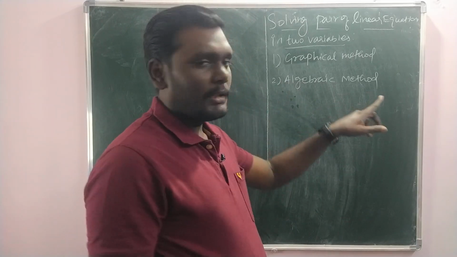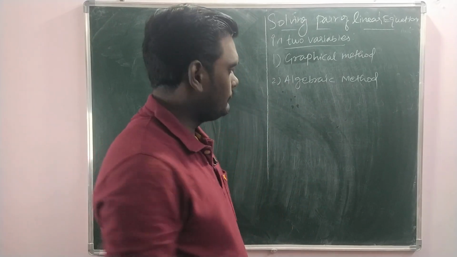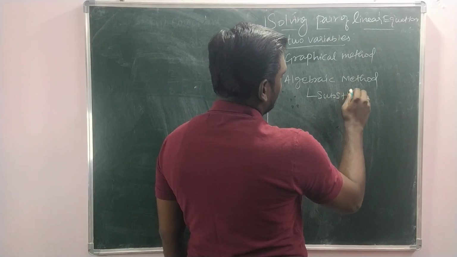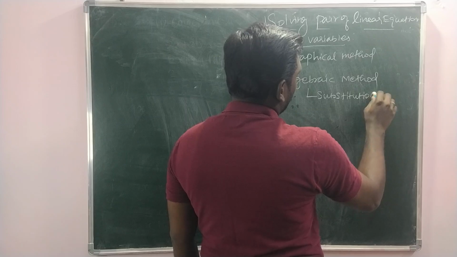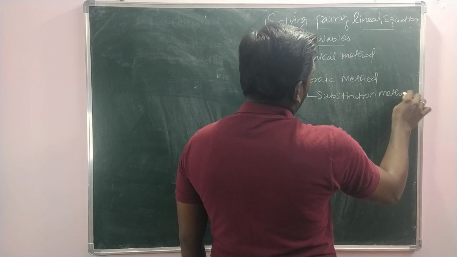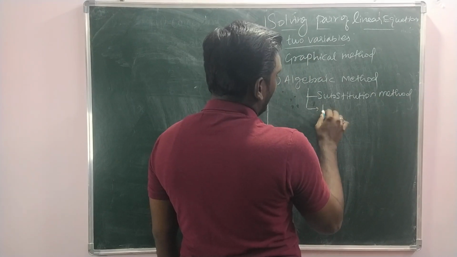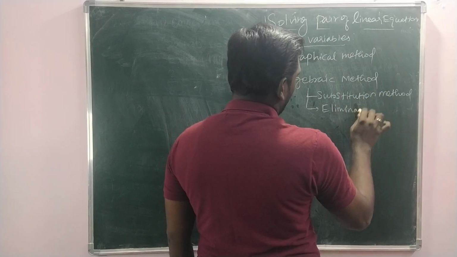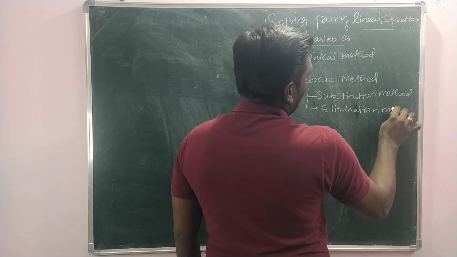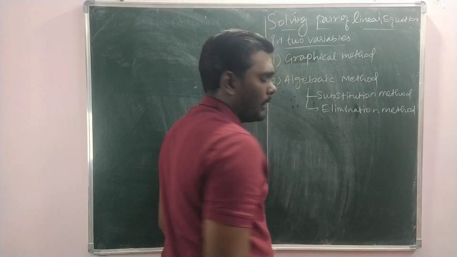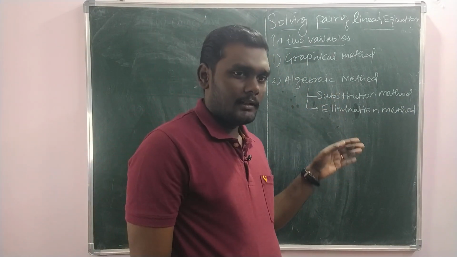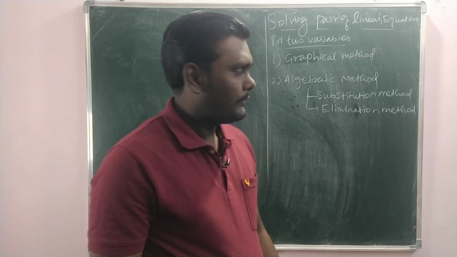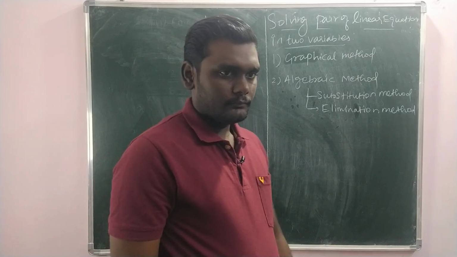Algebraic methods means two ways you can solve. One is the substitution method, and the other one is the elimination method. The other method is also the cross multiplication method. That is not part of the syllabus, it is the reduced syllabus. So three ways you can solve.